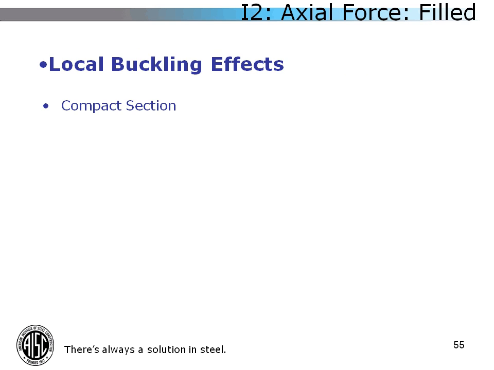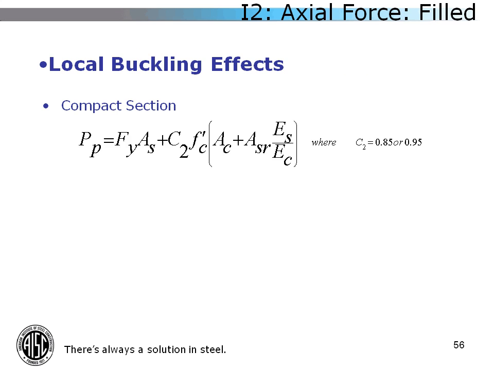And like I said at the beginning, there's now this new concept of local buckling effects for concrete filled tubes. So we start off, we have a compact section. If the section is compact, then you determine the strength capacity using a plastic model, very similar to the encased section, where you have F sub y, A sub s as your steel portion, and then a concrete portion that is multiplied by this C sub 2 confinement factor. And that factor varies anywhere from 0.85 for rectangular or square sections, all the way up to 0.95 for circular sections. And that just recognizes the increased confinement that that circular section provides for the concrete.